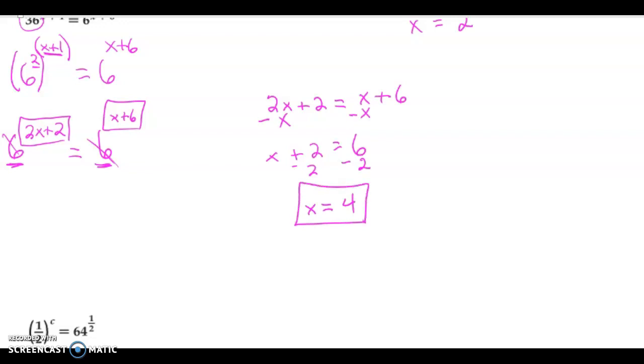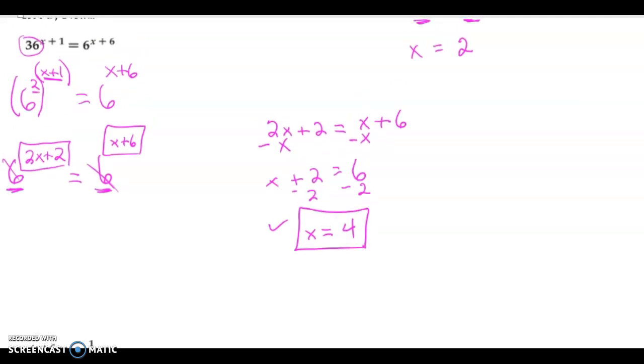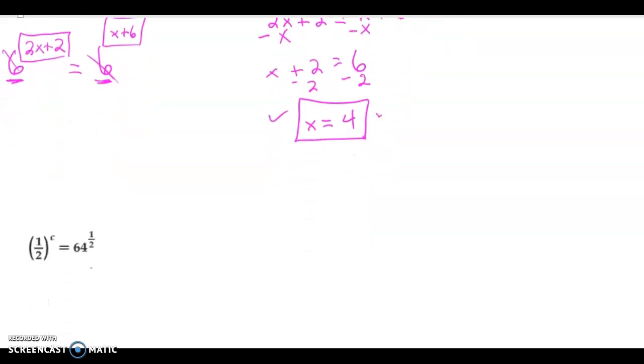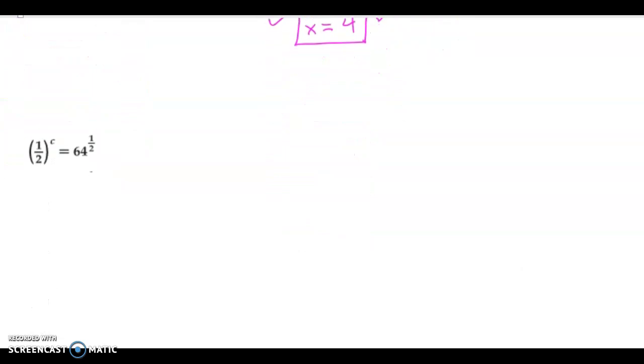Now I could, and I should, plug 4 in and check it in the original problem, and the left side should equal the right side. When that happens, I know that 4 is the correct answer. It is correct, though. I've already checked.